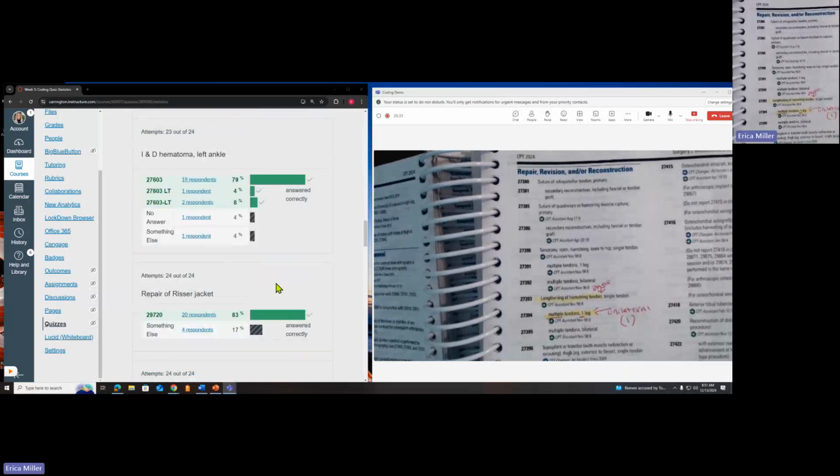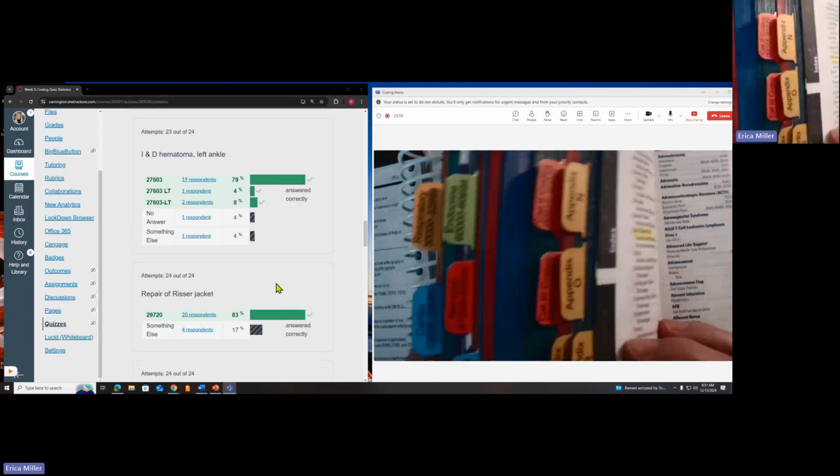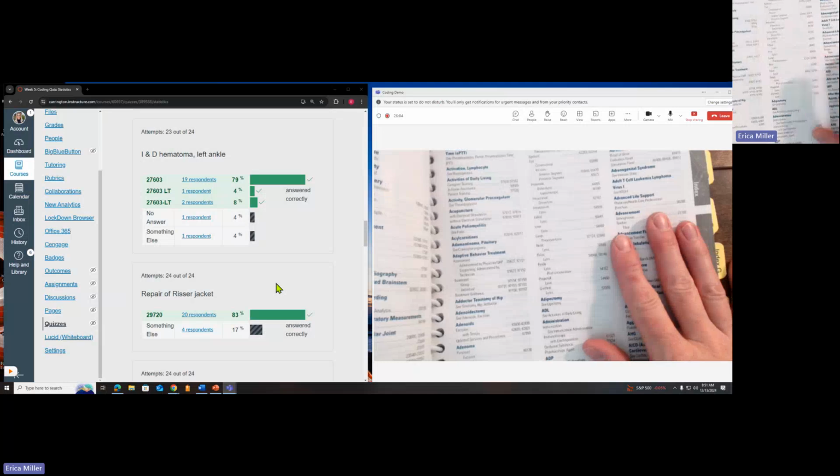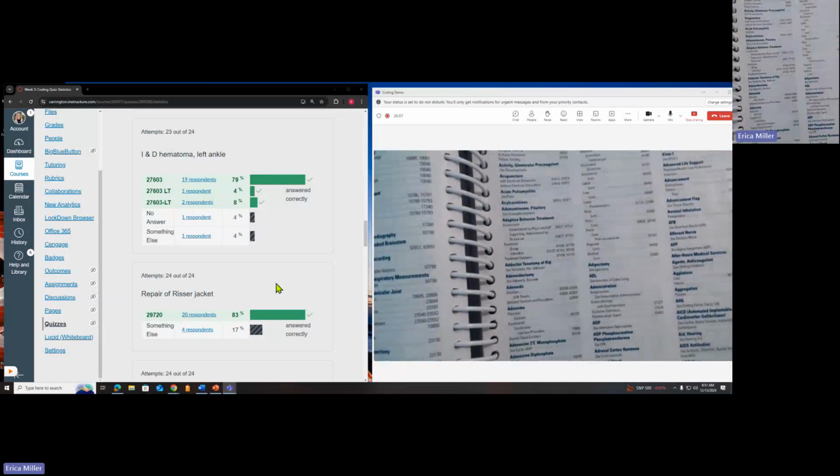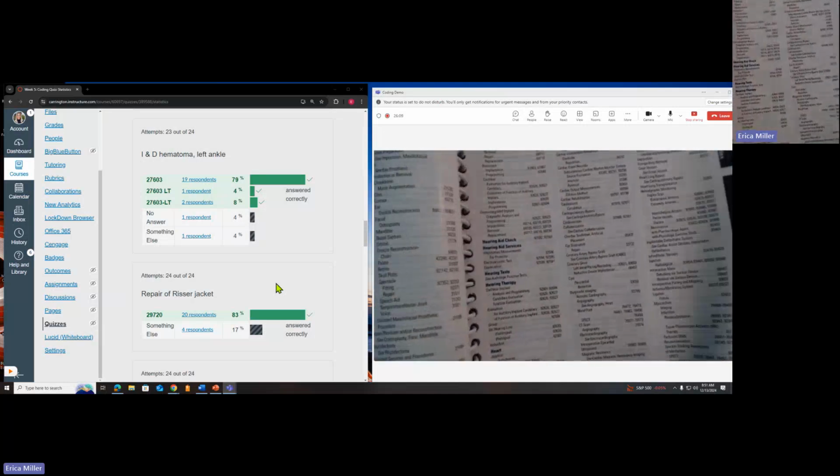All right, up next, we've got I&D hematoma. So I&D represents incision and drainage. Okay, and then we know it's in the ankle, and a hematoma is the problem. That's my condition, right? So they're going to incise that area, and they're going to drain this hematoma. Okay, so let's go into our index. And I'm thinking because they gave us a condition, right, of what they're draining, I want to go to hematoma and see what I find there. So I'm going to flip over to my H's here.